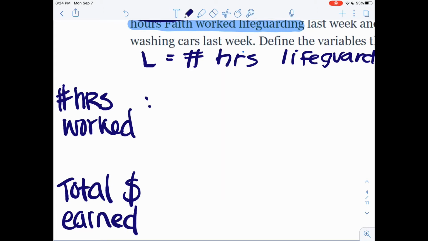So for the number of hours worked, we know she worked a total of 10 and she only worked 2 jobs. So we're going to need to add the number of hours worked at each of those jobs together.